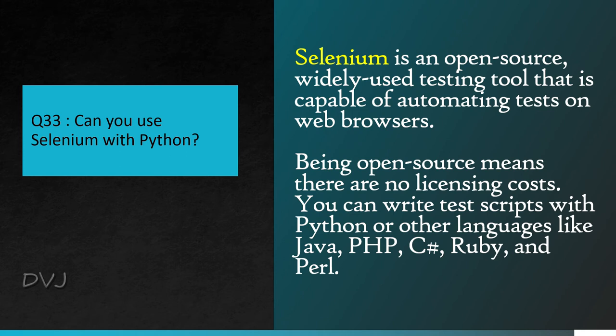Being open source means there are no licensing costs. You can write test scripts with Python or other languages like Java, PHP, C#, Ruby, and Perl.